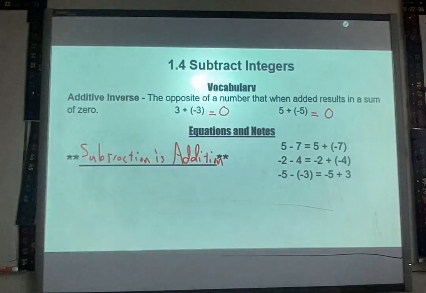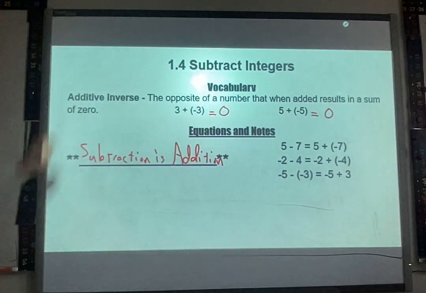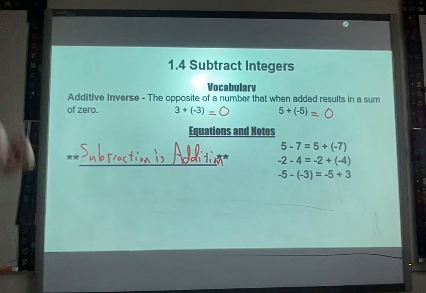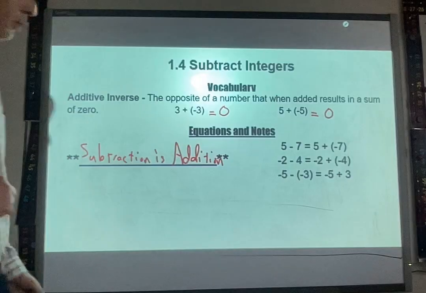Subtraction is addition. So when we say that you're going to subtract integers, what you're really going to do is add the additive inverse. All right, so subtraction is addition. So what we're doing today is going to look just like yesterday. We're just adding one step. That's all we're going to do.